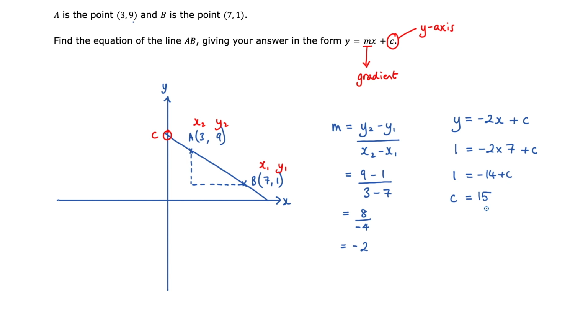So now we've got all the information we need. We've got the m value, we've got the c value, so we can write out the equation as y equals negative 2x plus 15. So the process is work out your gradient. Once you've got your gradient, pop in values for x and y to calculate the value of c, and then you can express it in the form y equals mx plus c.